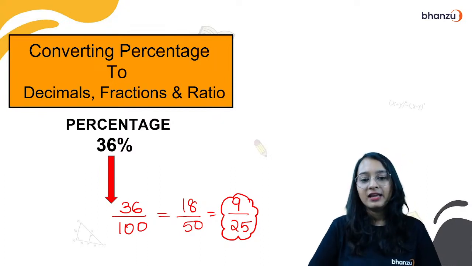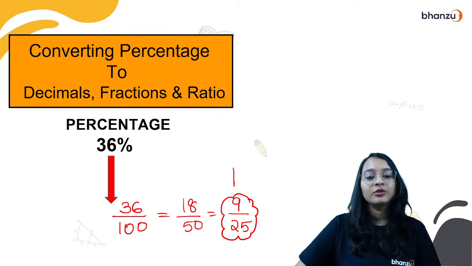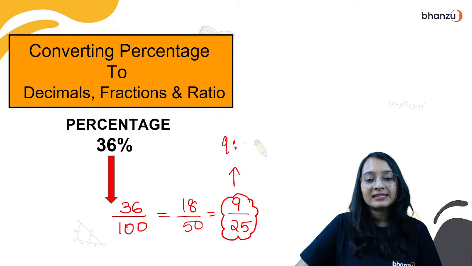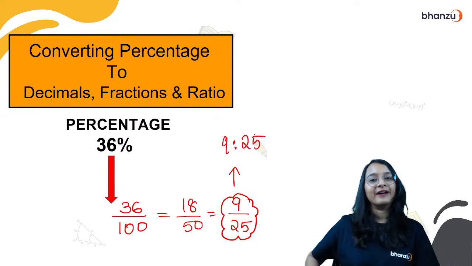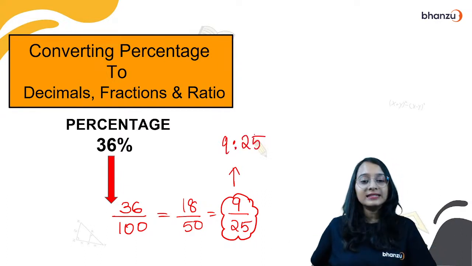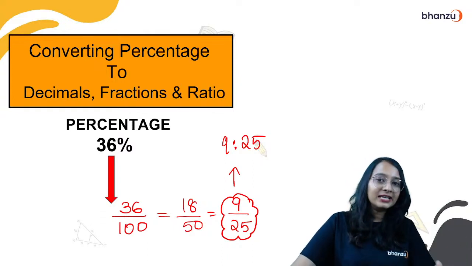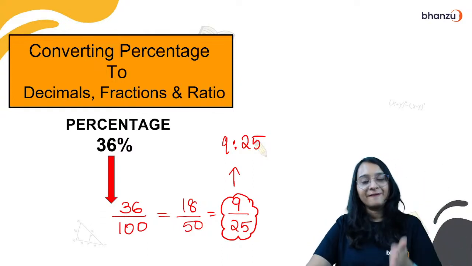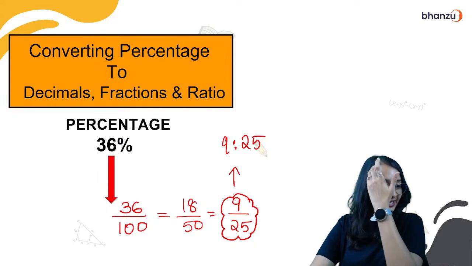By dividing. Now, what about a ratio? You can simply write it as 9:25. Understood? So this is how we convert a percentage to a decimal, a fraction, and a ratio.